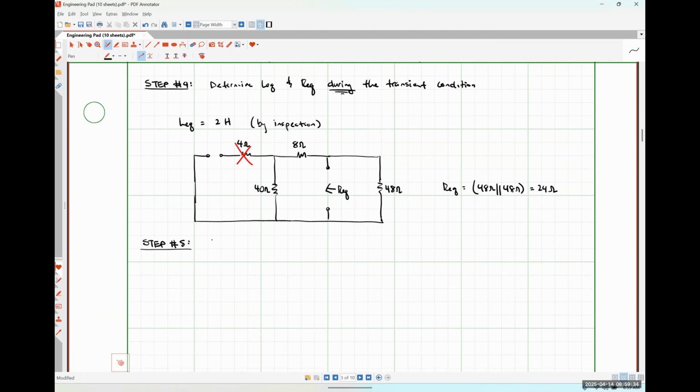So we are going to plug in the results of steps number 1 through number 4 into our generic equation.